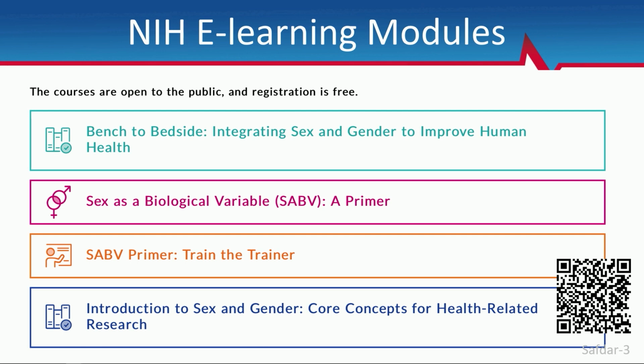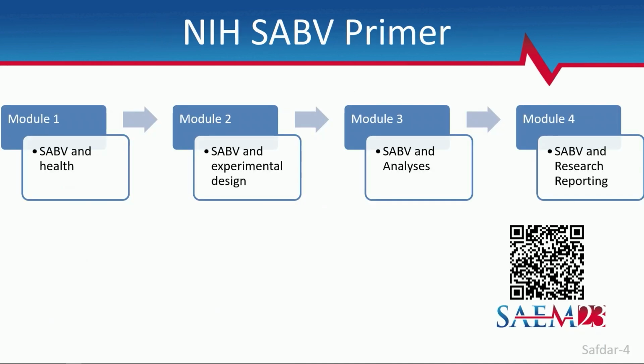And then they have the core concepts of how it actually applies to all different health and conditions. So those are the 4 E modules that I thought you should know about. I talked about the SABV primer, which I thought was probably the most useful one. It gives the background, gives examples, but also describes how you actually incorporate sex as a biological variable in your experimental design, what the different analytical considerations are, and then finally the research reporting.